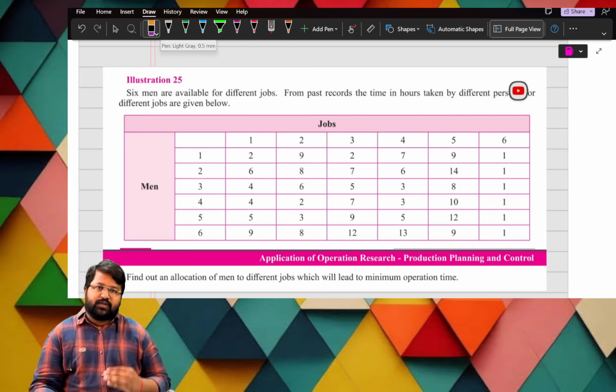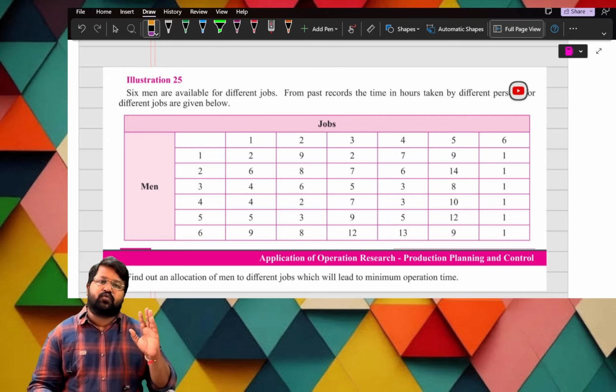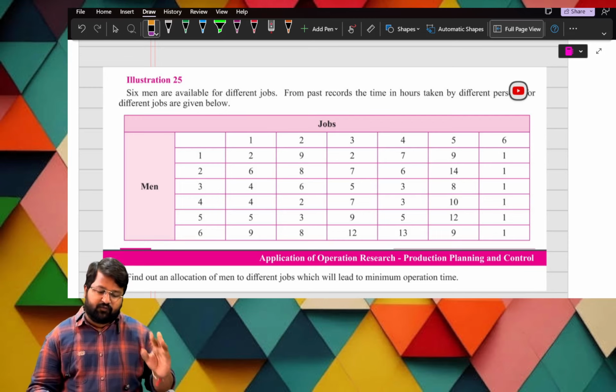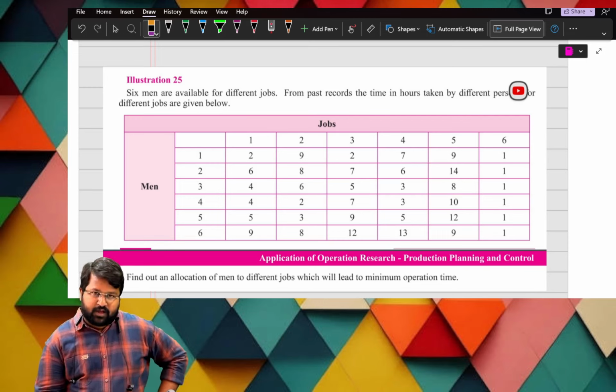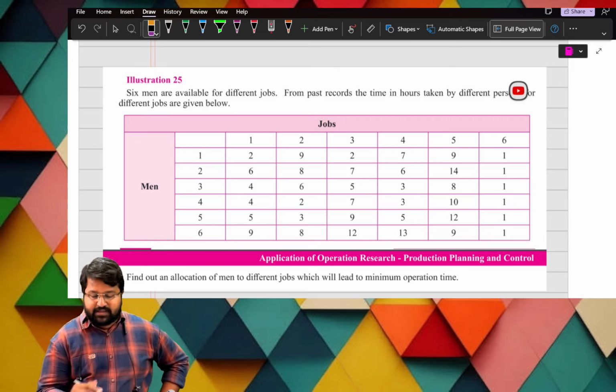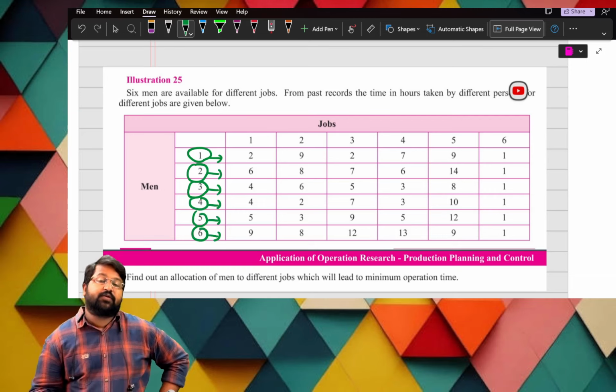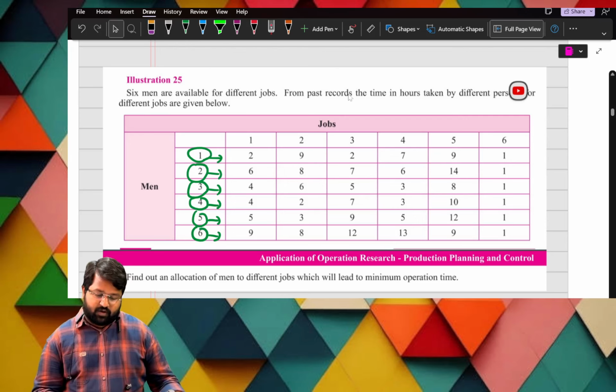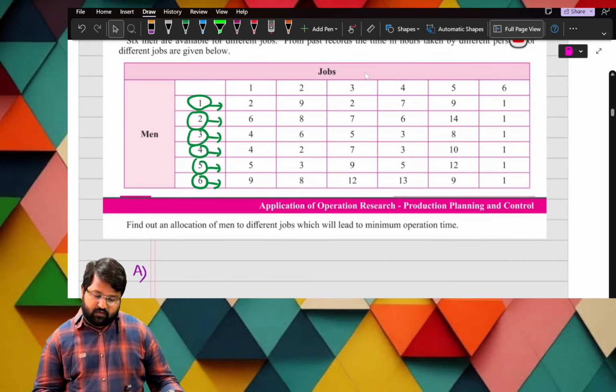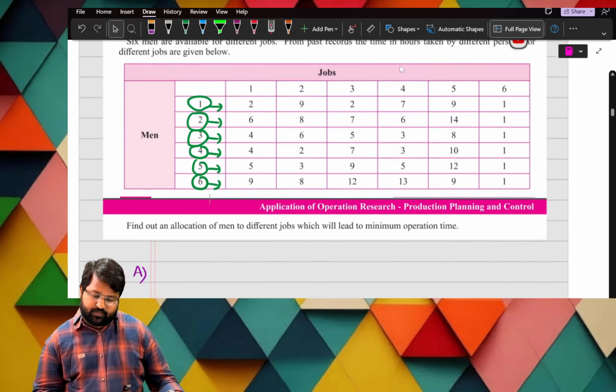Now, in this question, what is the number of rows? Rows are horizontal or vertical? They are horizontal lines. Row number one, row number two, row number three, row number four, row number five, and row number six. So there are 6 rows.